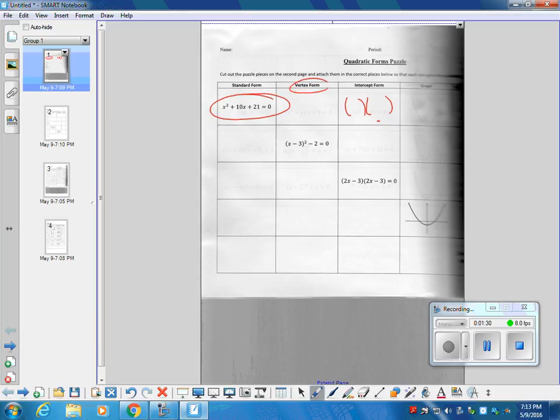Now vertex form, to go from standard to vertex, you have to complete the square. So you're going to have to take that and do that: x squared plus 10x plus blank plus 21. Half of 10, 5 squared, 25 minus 25, and then get it in your vertex form. Now, that's what you're going to have to do to go from standard to vertex. So find the matching vertex form.